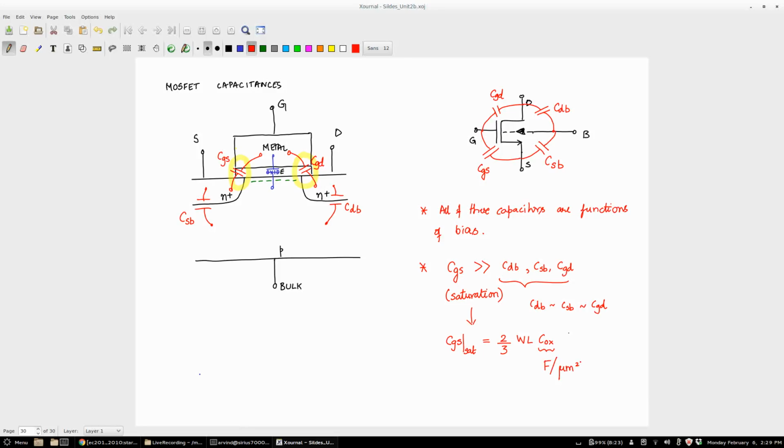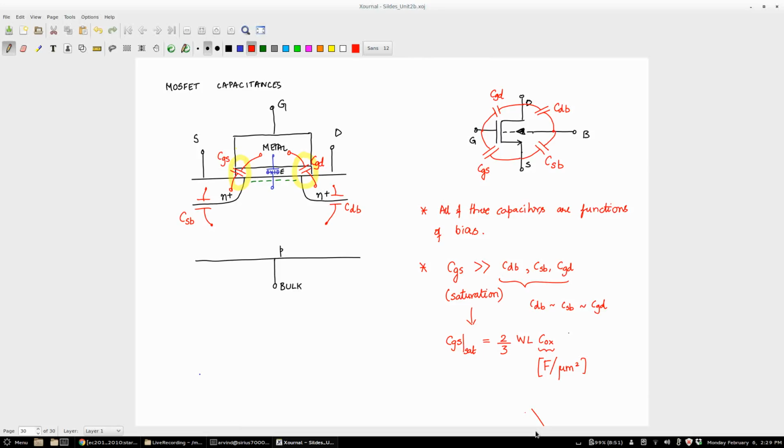We can also give a value for CGS. CGS is approximately two-thirds W L Cox. What are the units of Cox? It's farad per micrometer squared. Cox is a capacitance per unit area, remember that. So capacitance per unit area times W times L will give you the full capacitance. The two-thirds is a matter of detail, don't worry about it.